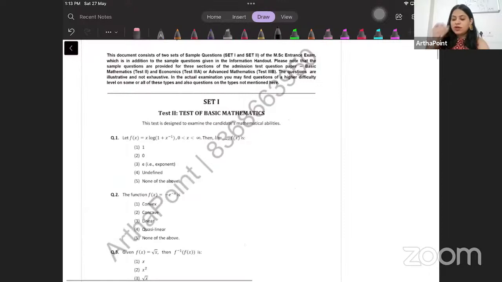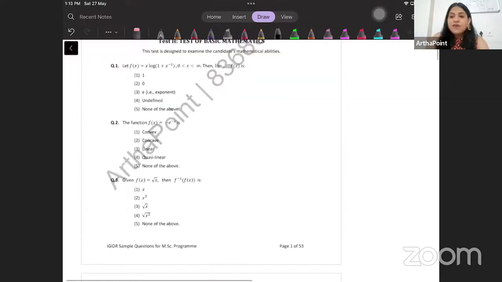Okay, let's come to the first question. Let f(x) be equal to x log(1 + x^-1). Find what happens as x tends to infinity. Beta, it is written n at the bottom, perhaps n tends to infinity. That is incorrect. X tends to infinity. That is what we want to find out. So let us start doing this question now.